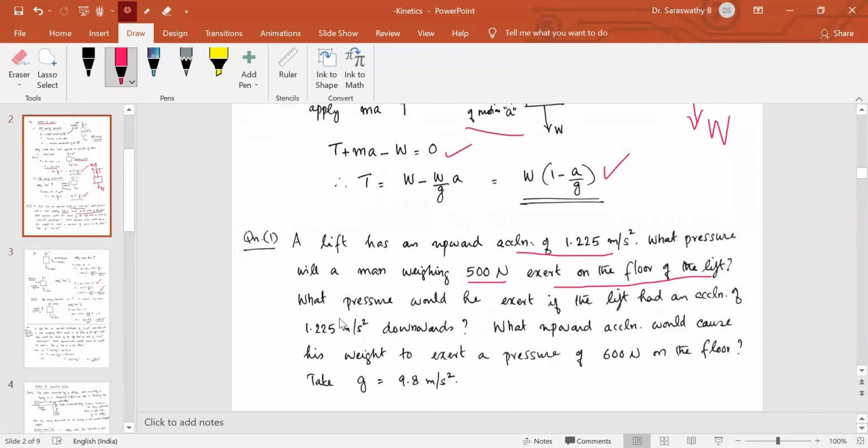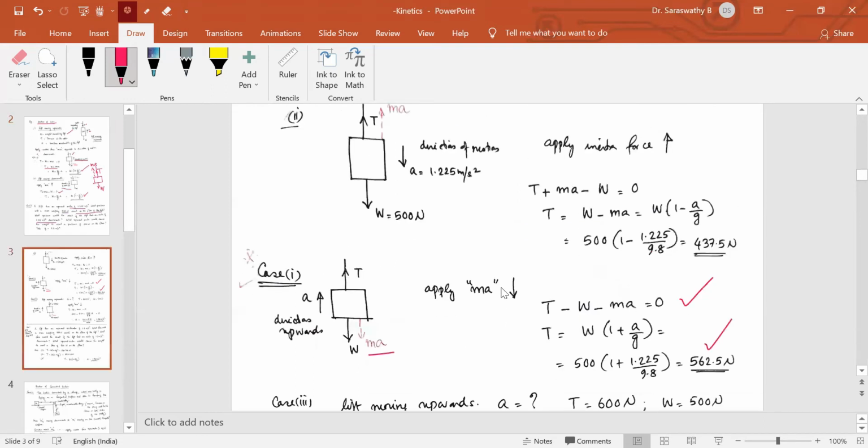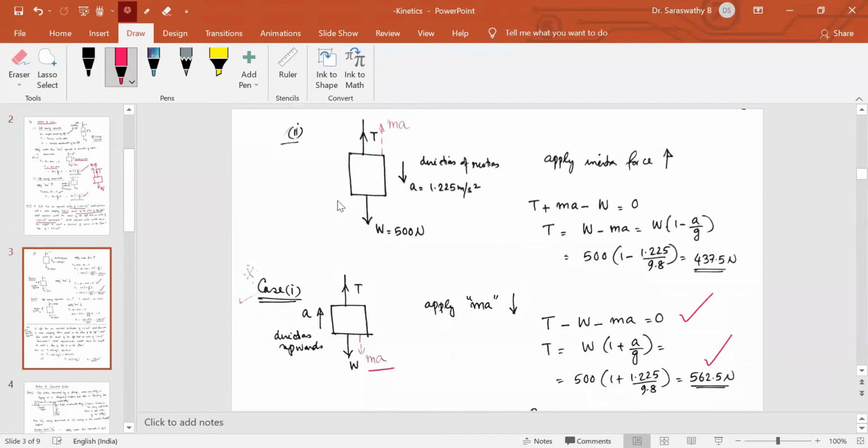Next part of the question: what pressure would he exert if the lift had an acceleration of 1.225 meter per second square downwards? So if the lift is moving downwards, what will be the pressure? Either you can apply it directly or you start from first principles. This is the lift. The lift is moving downward. There's a weight. As it is moving downward, we apply the inertia force upwards. So T plus Ma minus W is equal to 0. T is equal to W minus Ma.